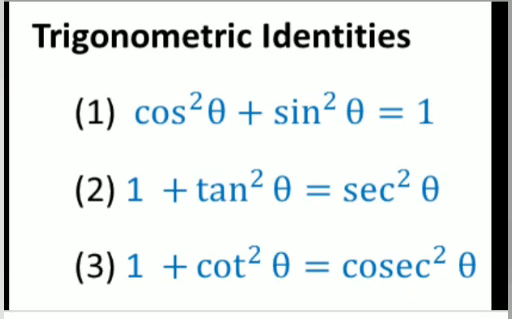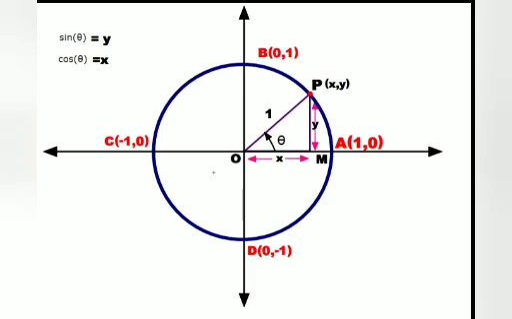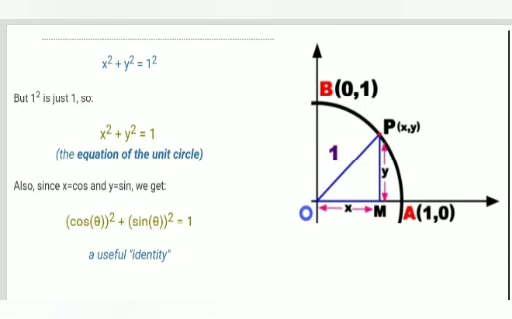For that, we take the unit circle, which we have already discussed, and in this unit circle, we take the right angled triangle OPM, right angled at M. Then by using Pythagoras theorem, we have x square plus y square is equal to 1 square, or x square plus y square is equal to 1. Since x is equal to cos theta and y is equal to sin theta, thus we can write cos square theta plus sin square theta is equal to 1.